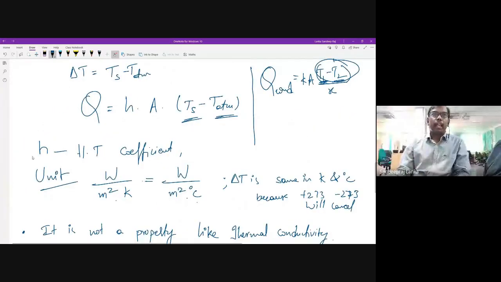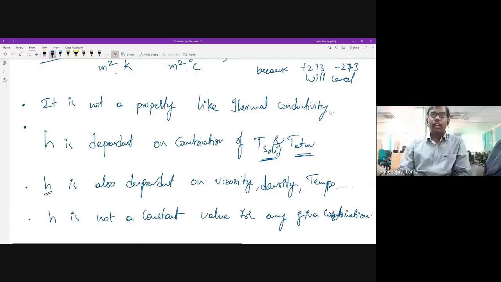That is, heat transfer coefficient is not a property like thermal conductivity. Heat transfer coefficient is dependent on the combination of temperature of the solid and temperature of the atmosphere, or it can be a fluid. When I say atmosphere, it is nothing but the fluid with which it is interacting. H is dependent on viscosity, density, temperature of the fluid. H is not a constant value for any given combination.